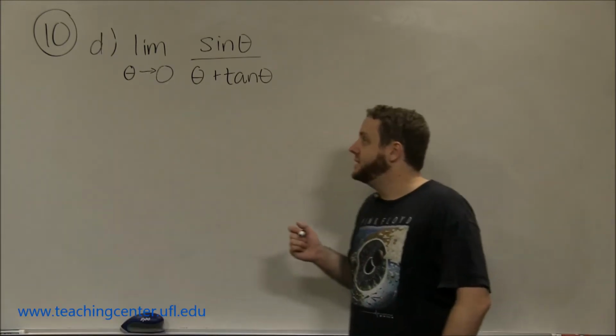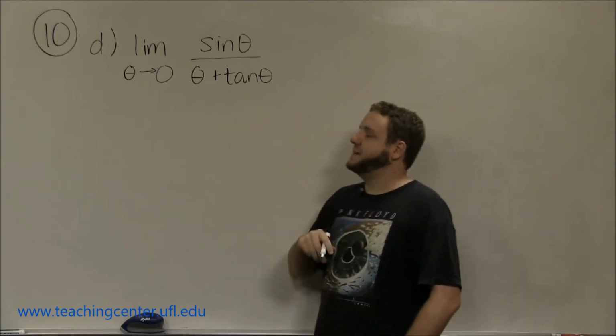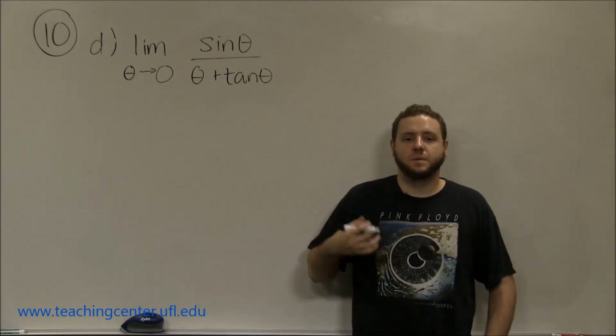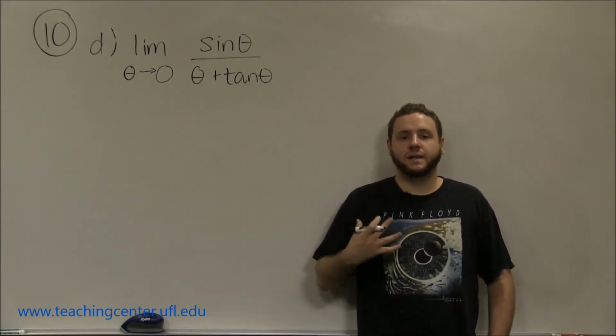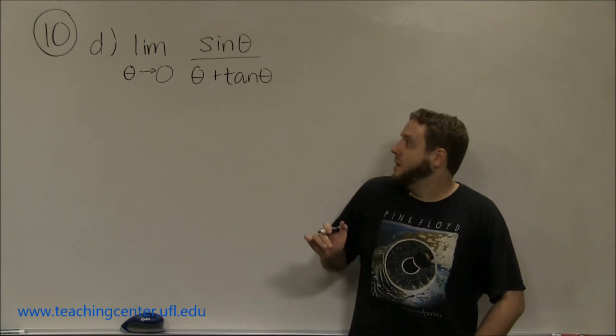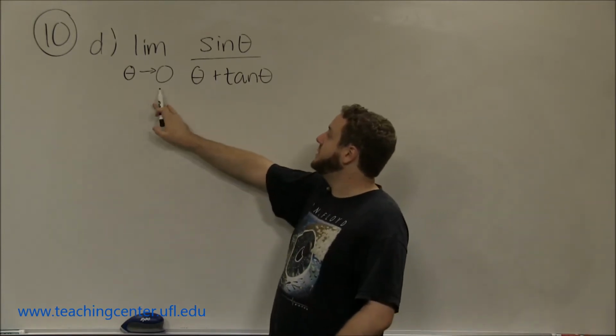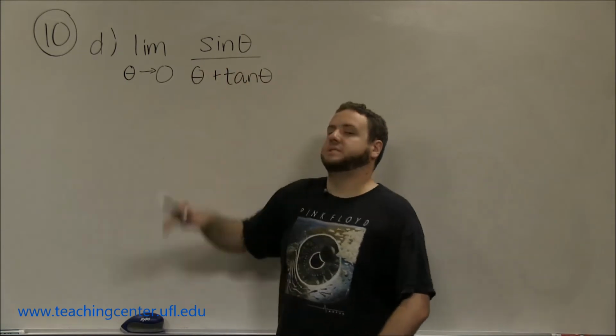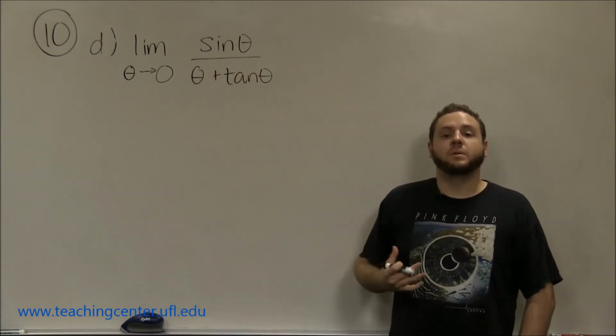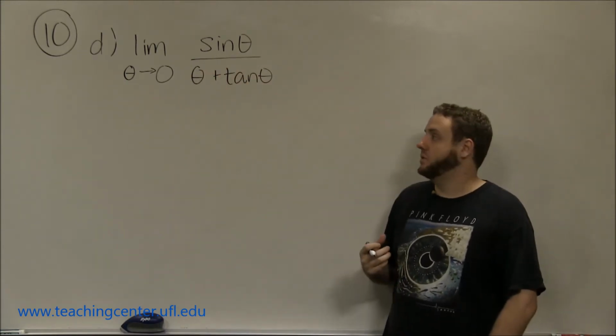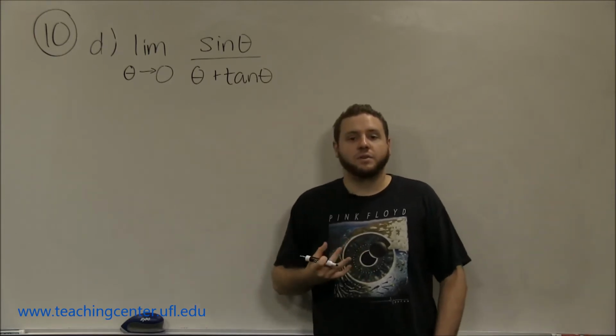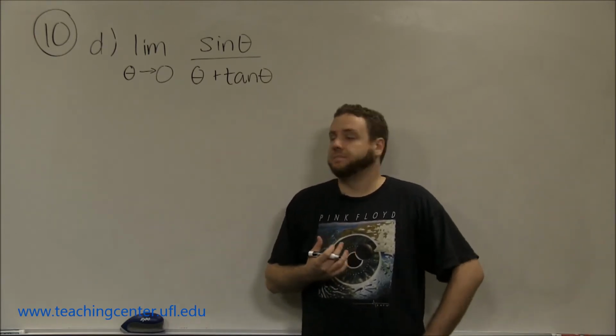In problem letter D, 10D, we have the same function that was in problem letter C, except now our limit is approaching a different value, and in this case it's not going to be as simple. You can see here, if theta was going to 0, we get a 0 over 0 indeterminate form. We would not be able to answer this question by direct substitution. There's something that we need to do to simplify it.